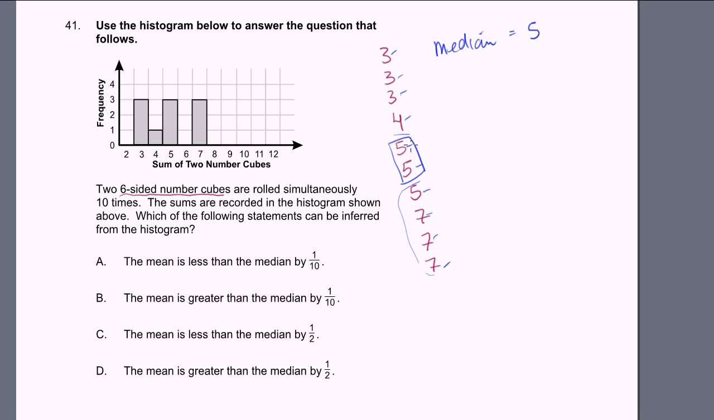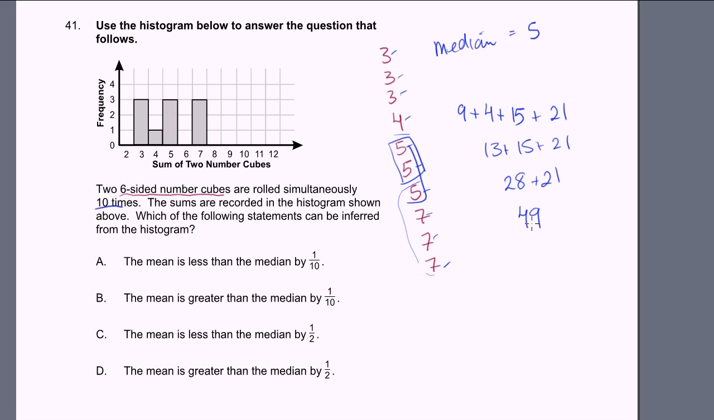Now the mean is going to take a little bit more mathematics. We're going to sum up all of our results and then divide by the total number of data points. I should have known that there are 10 data points, so we're going to divide by 10. So what's the sum? It's 3 times 3, which is 9, plus 4, plus 5 times 3, which is 15, plus 7 times 3, which is 21. So 9 plus 4 is 13, plus 15 is 28, plus 21 is 49.